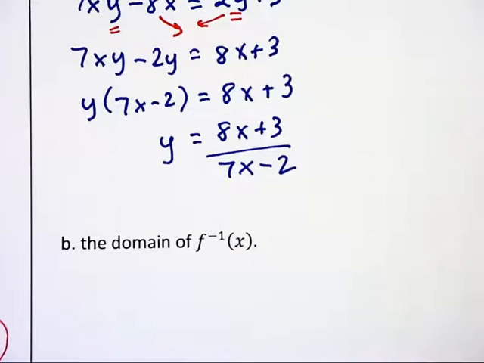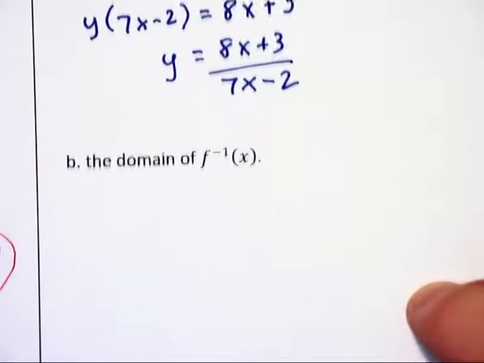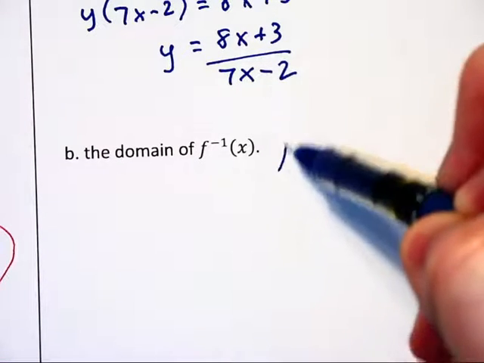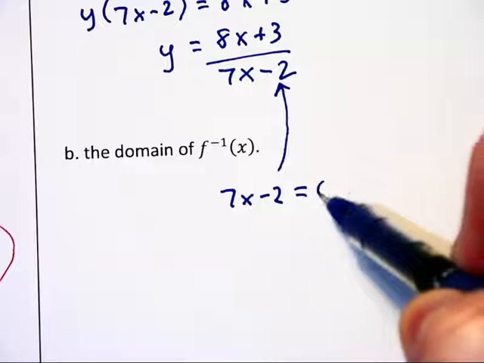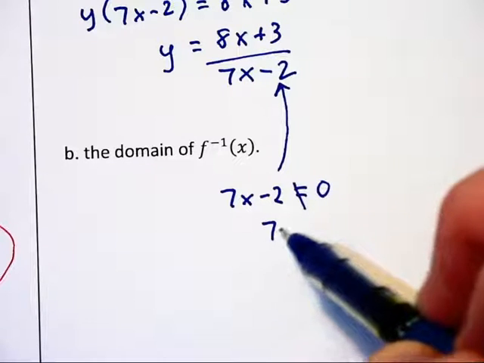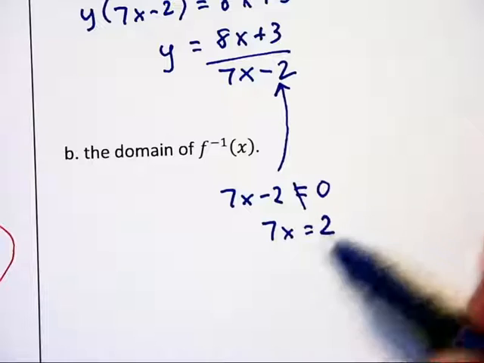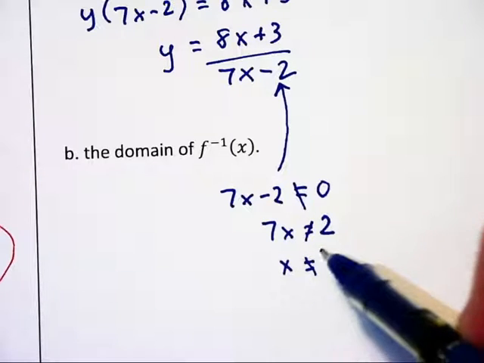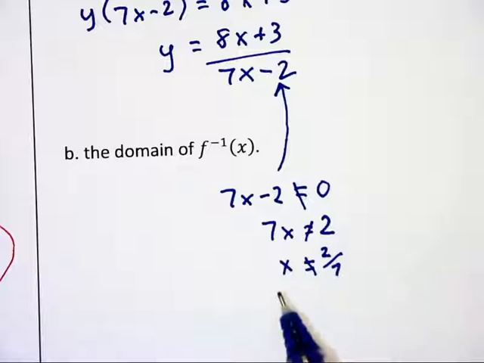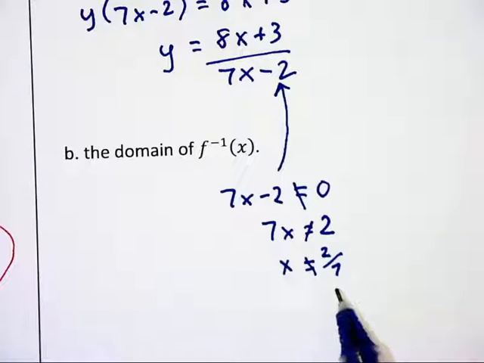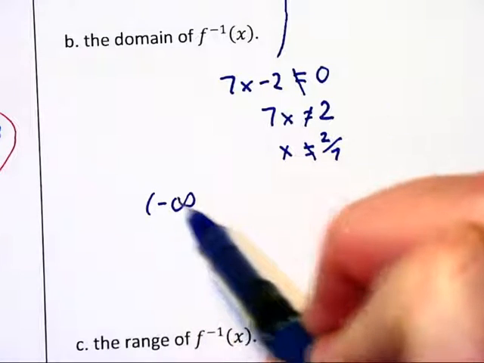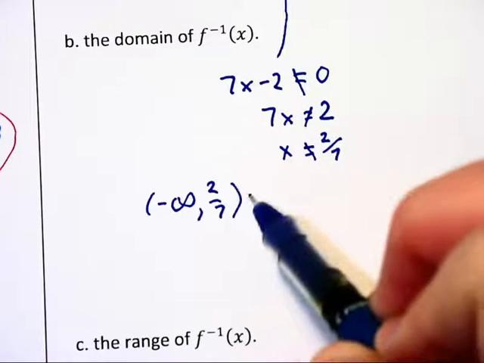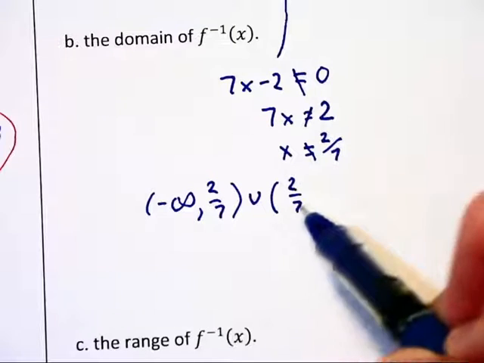Now let's find the domain of what we just found up above. Basically, we need to look at this 7x minus 2 and make sure that 7x minus 2 is not equal to 0. Therefore, 7x cannot equal 2, and x cannot equal 2/7. Now you notice I cheated here. I solved a non-equation using properties of equations, but I think you know what I did. And so the domain of f inverse is going to end up being from negative infinity up to 2/7 united with 2/7 to positive infinity.